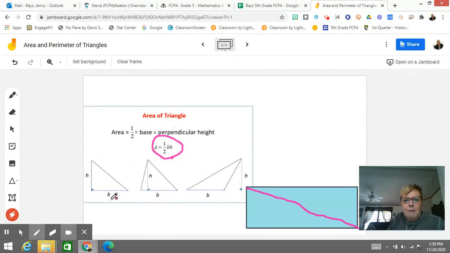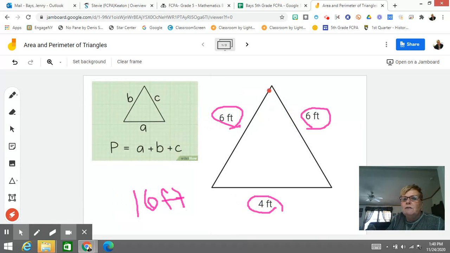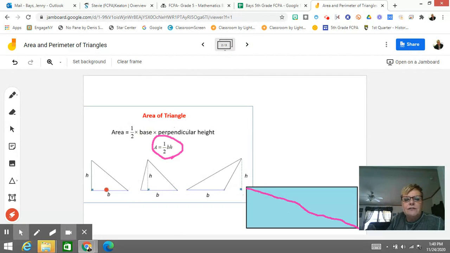So the tricky part is you got to know which one's the height. You got to know how tall the triangle is. It can't just be one side of it. So look, for instance, at this triangle we used. We don't know how tall it is. We don't have a height. But on these examples here, there's several heights.